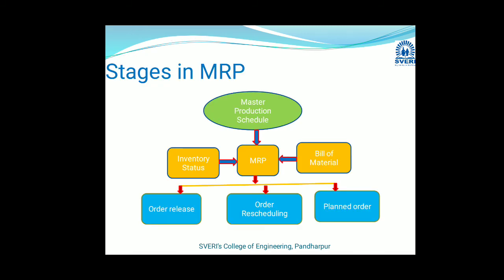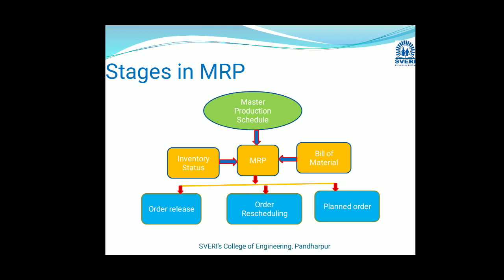Then next is the stages in MRP, material requirement planning. First, the inventory status, the bill of material, and the master schedule planning. These are the three pillars of the MRP. From these three inputs, we plan MRP, and from that MRP, we give order release, order rescheduling, and planned order.